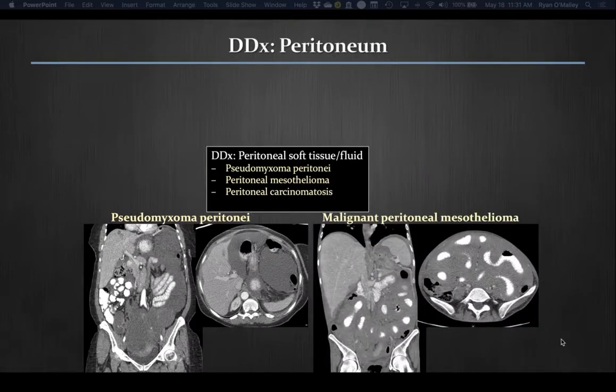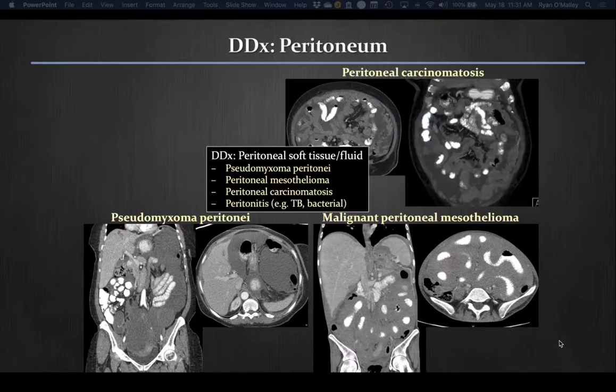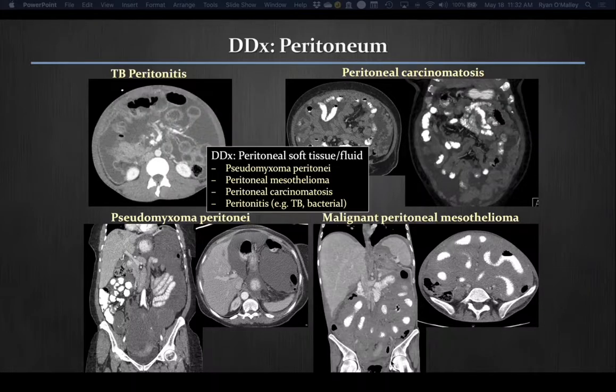Malignant peritoneal mesothelioma, where you have infiltrative soft tissue as compared to ascites, usually with an exposure to asbestos, so look for pleural calcifications. Peritoneal carcinomatosis is often from ovarian or GI malignancies, so look for other sites of disease that would help suggest that this is metastatic disease. And then lastly, peritonitis from infectious or inflammatory causes, like this case of TB. In those cases, you would need either the presentation or exposure history to help you suggest that diagnosis.